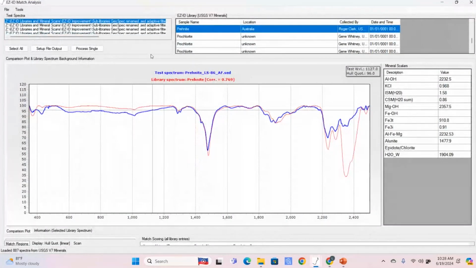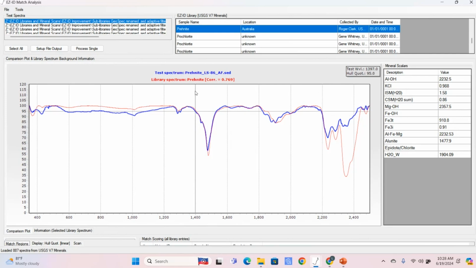So here what you're going to be seeing, the red line is a standard resolution data spectrum from the USGS mineral library, and the blue is the ultra high resolution data. The reason I want to compare it to a standard resolution library is so that we can zoom in here and see this extra detail. The first sample I want to show is prehnite.